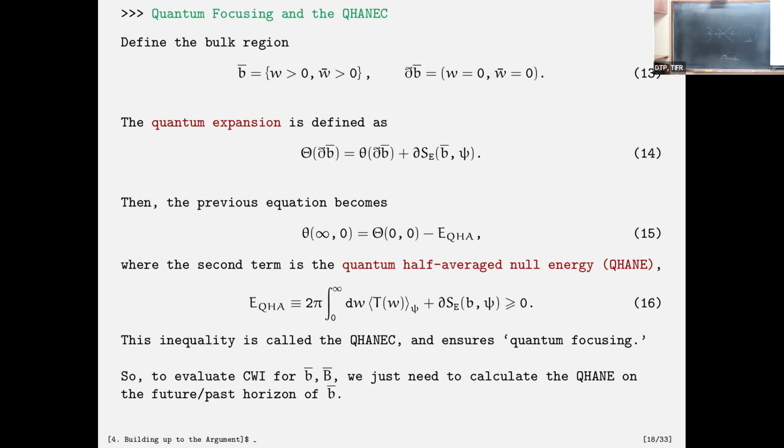And this guy is always positive. In QFT, it is a positive operator. Its expectation value is positive. The reason is that it can be related to monotonicity of relative entropy.